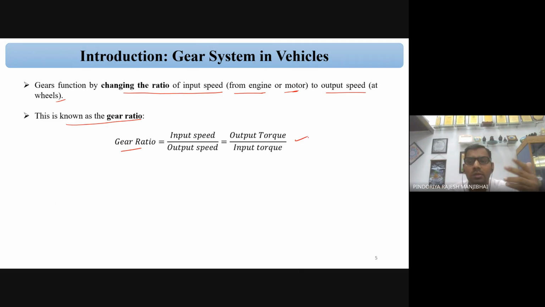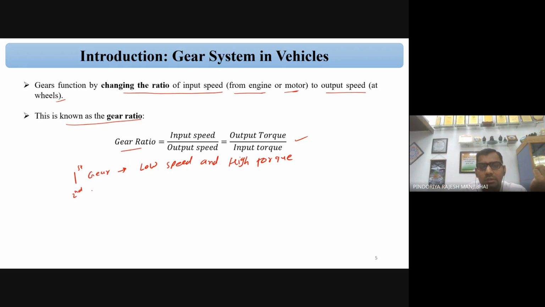Correct? So normally, suppose you are driving a four-wheeler, we always start our vehicle in the first gear. So in the first gear system, we have low speed and high torque. In the case of the second gear system, otherwise we can say the third gear system, we have high speed and low torque.